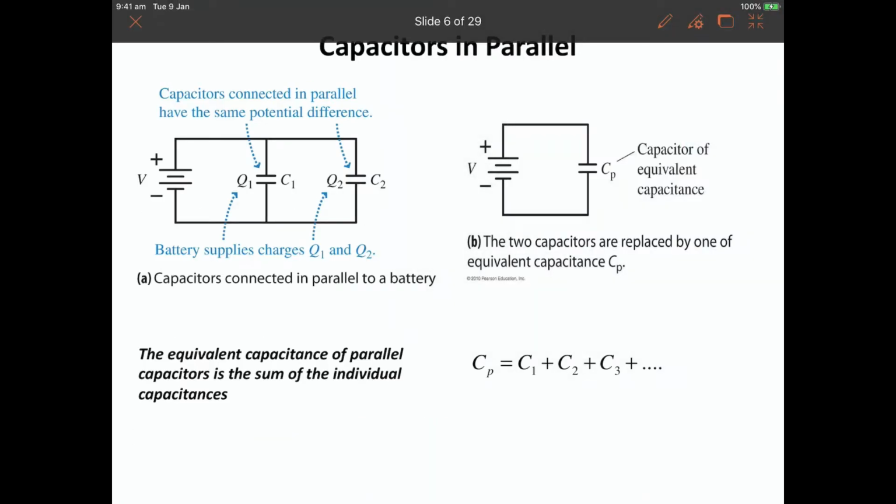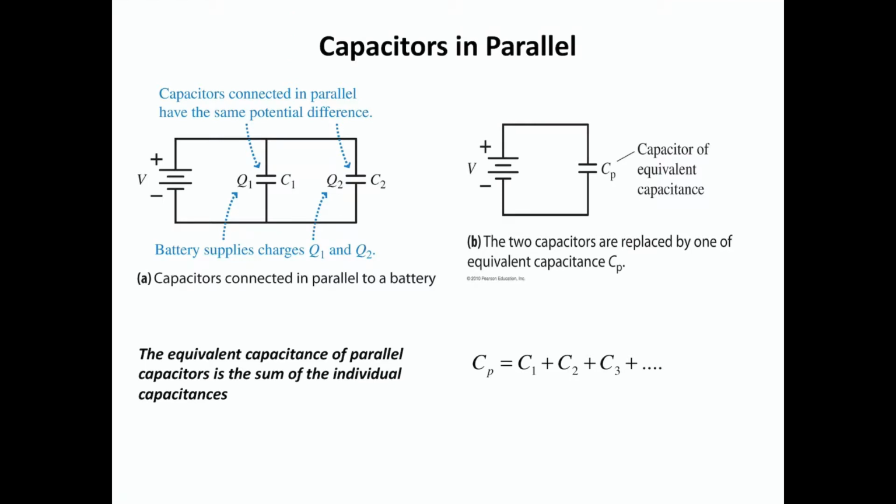When the two capacitors are connected in parallel, you add. The reason is simple: you're adding more surface area. Can you see it? They're parallel, so you have more surface area. Capacitance is proportional to the surface area, so if you increase the surface area, you increase the capacitance linearly. If you double the surface area, you double the capacitance.